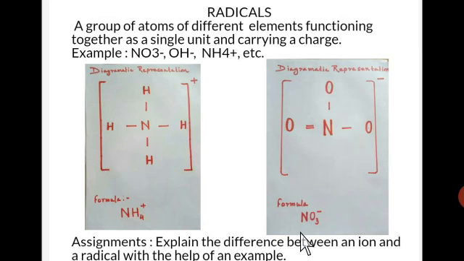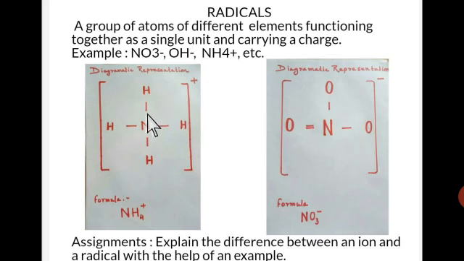It is written like this: N, then O, and 3. Since it is carrying 3 atoms, so O3, and it is carrying a negative charge, so the negative sign will be a superscript, and it carries 3 oxygen atoms, so 3 as a subscript.